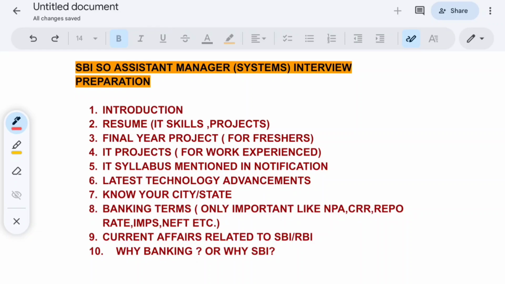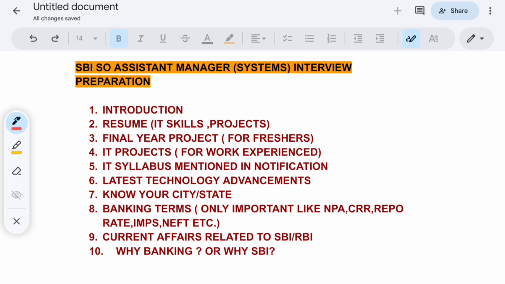So friends, today we are going to discuss the SBI SO Assistant Manager Systems interview preparation. First of all, I will tell you how you should prepare for the interview, because it will be scheduled in the upcoming few weeks. The order you see here is such that the topmost is the top priority, and as you go down the priority will decrease.